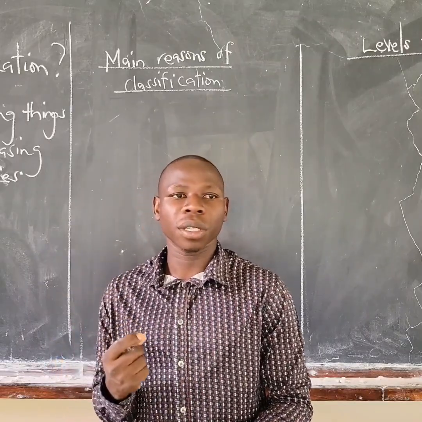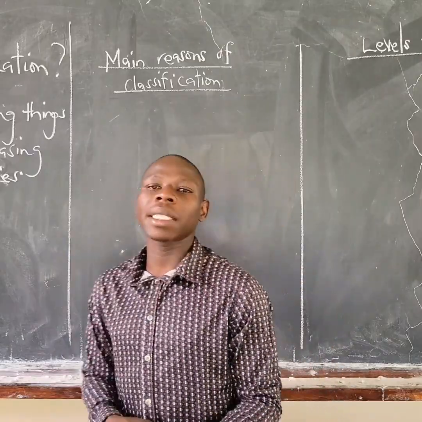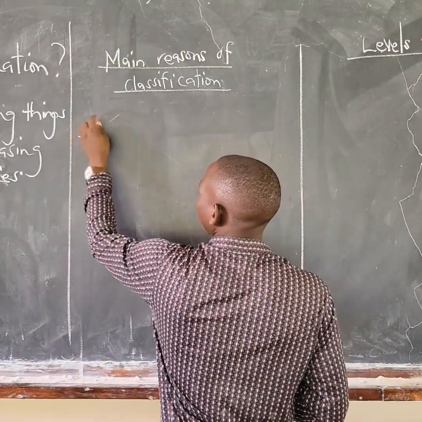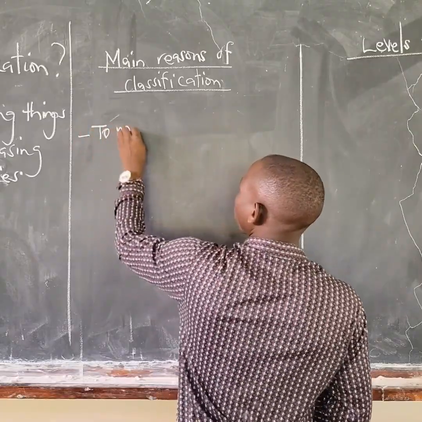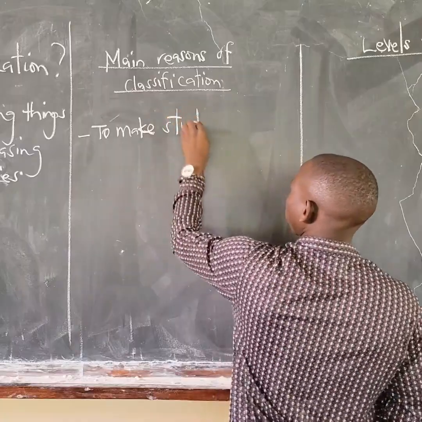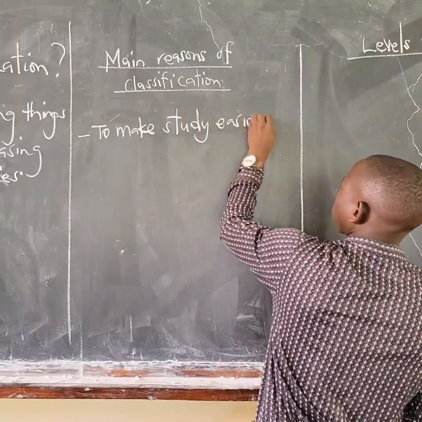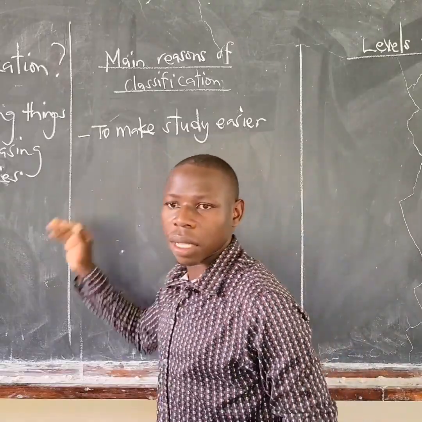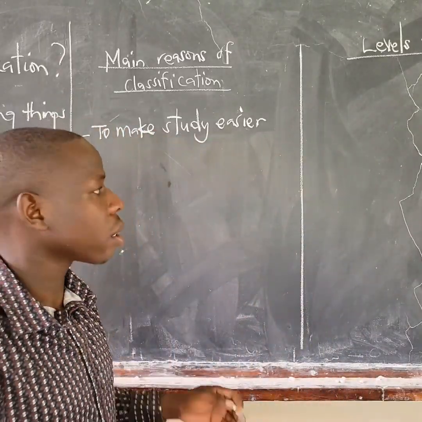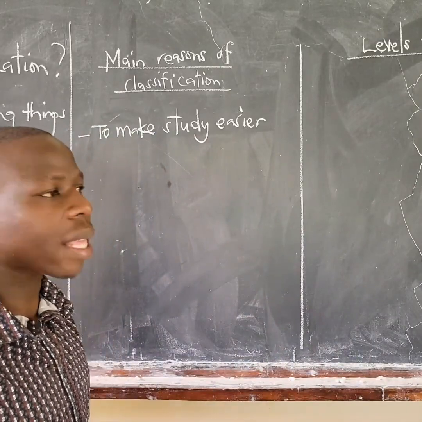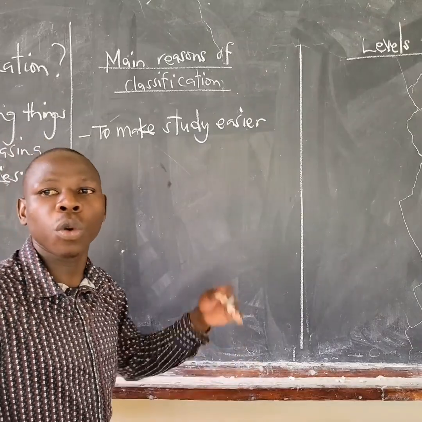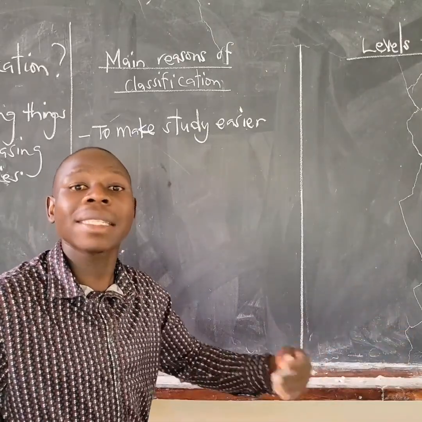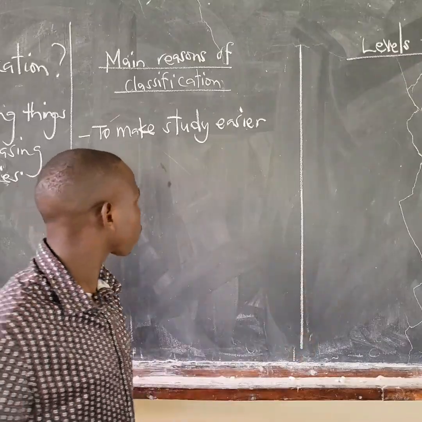So for the main reasons for classification, we can give three. The first one is to make a study easier. When living organisms are grouped into different groups based on their similarities, we are able to look at a group of living organisms at once, one by one, and this helps us to analyze them. Number 2.